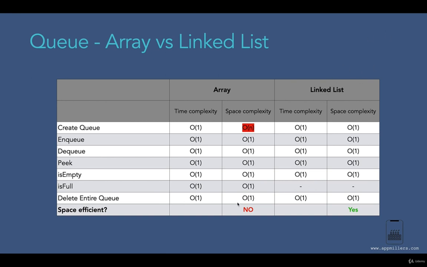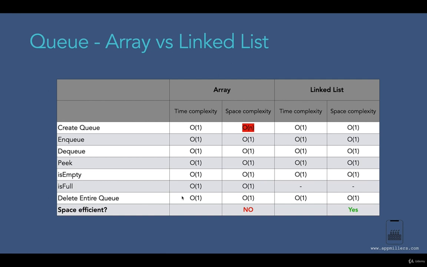So isFull method is not available in linked list, so we have it only in case of array, so it takes O(1) time complexity, and deleting the entire queue in both cases takes O(1) time complexity. So in this case, in terms of time complexity, we don't have any differences between them.